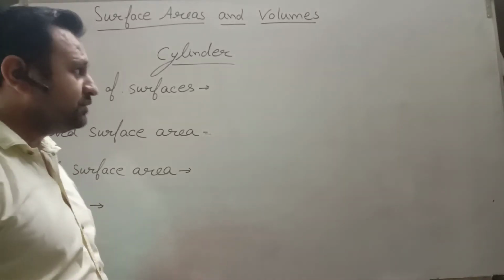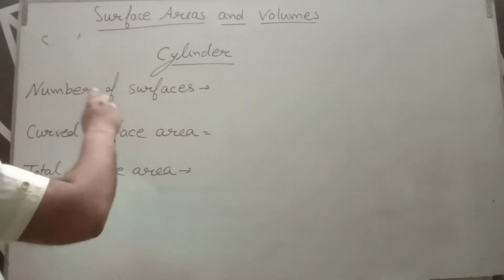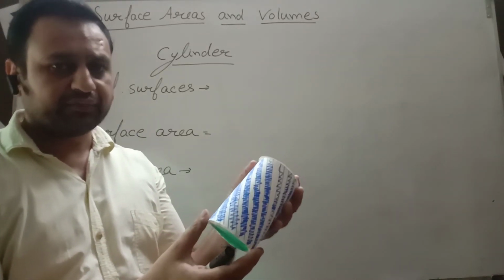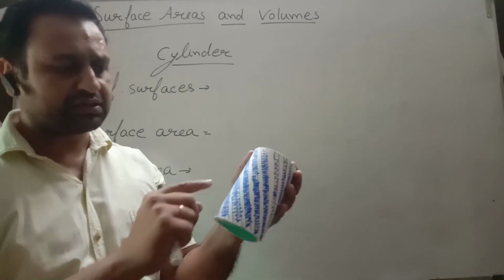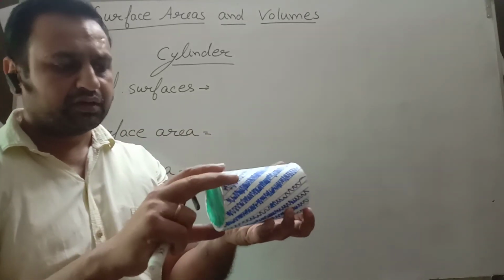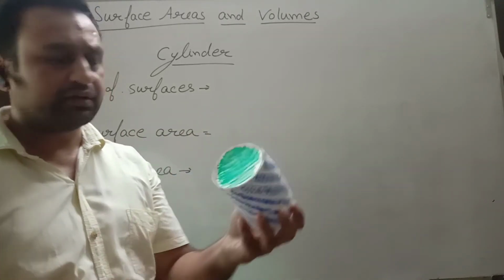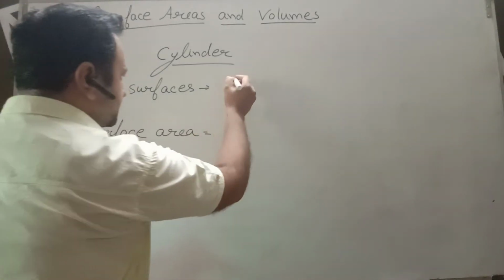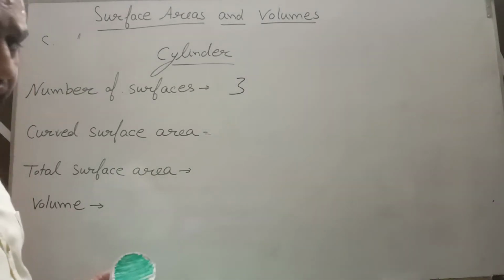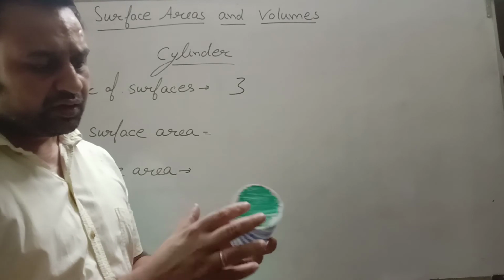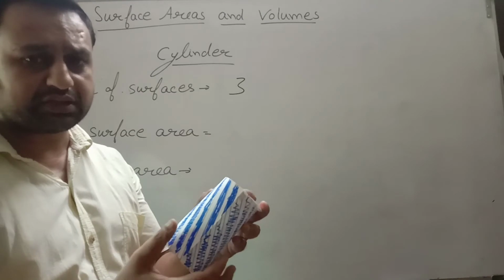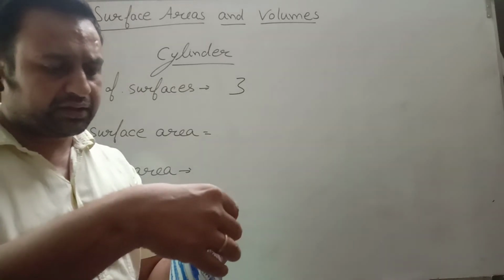Okay students, now we discuss the cylinder. It is the shape of a cylinder. A cylinder contains 3 surfaces: one surface, second and third, blue and red and green. So there are a total of 3 surfaces. Now what is the type of surfaces? You can see that one surface is circular, the second surface is also circular, and this surface, let us open it a bit and see.